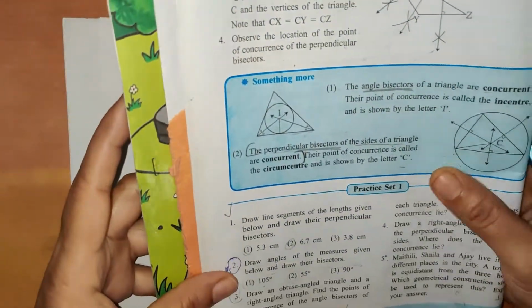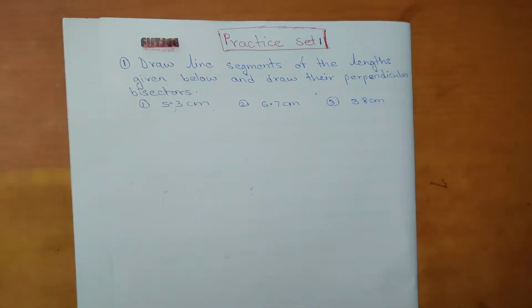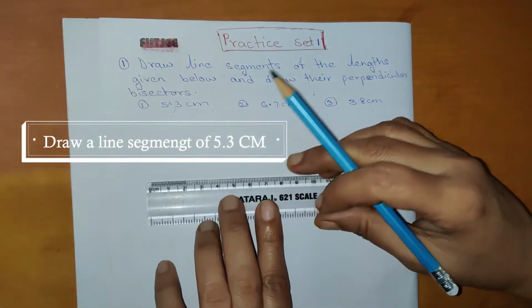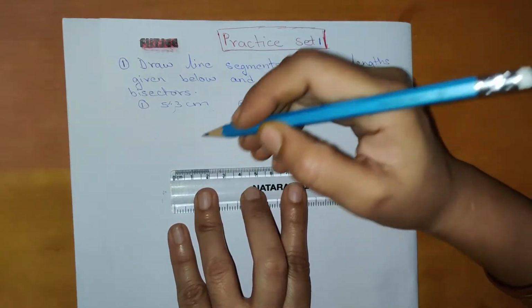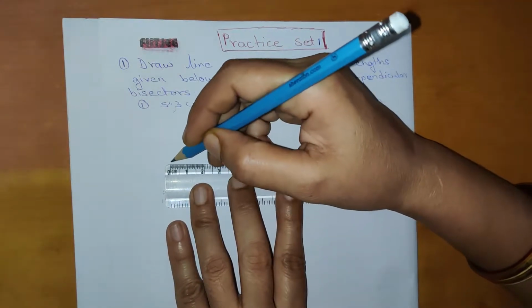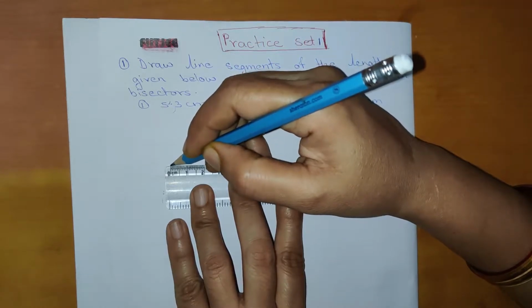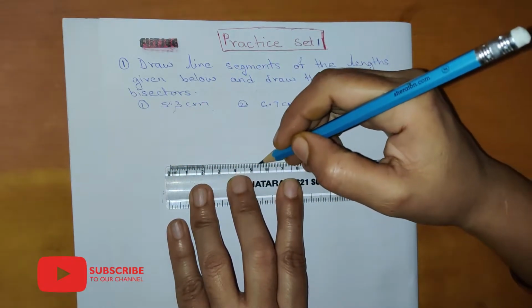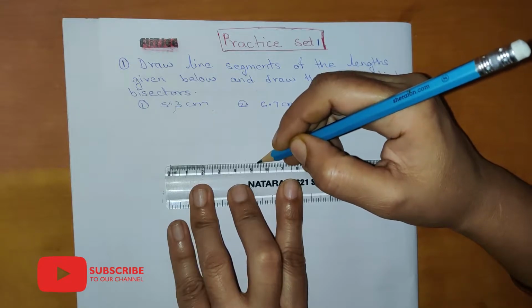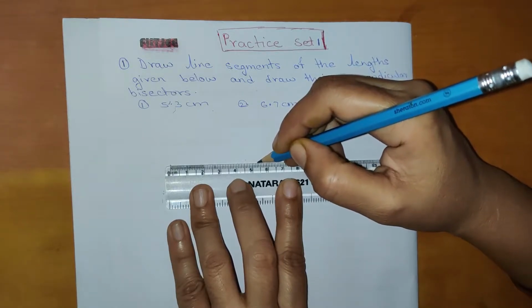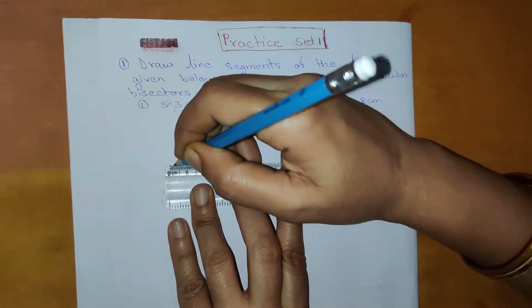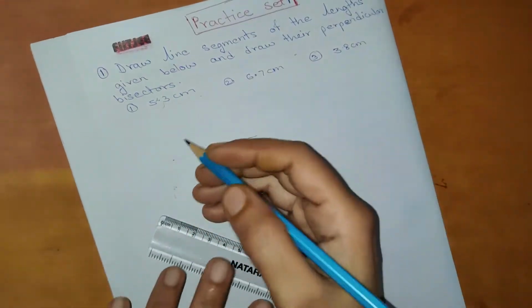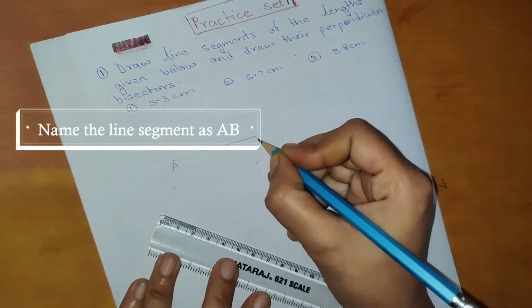So we will construct that. First we will draw a line segment of 5.3 centimeter. What is a line segment? You know very well. It has a starting point, so we will start, and it ends at 5.3. It is given, so the ending point is 5.3 centimeter. And give the line segment the name AB.